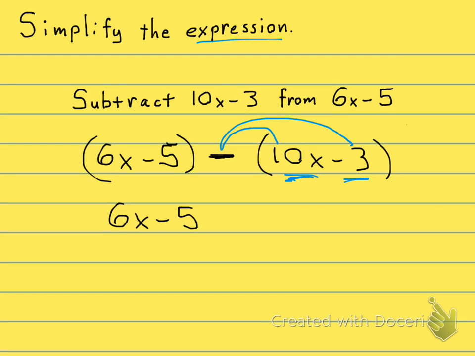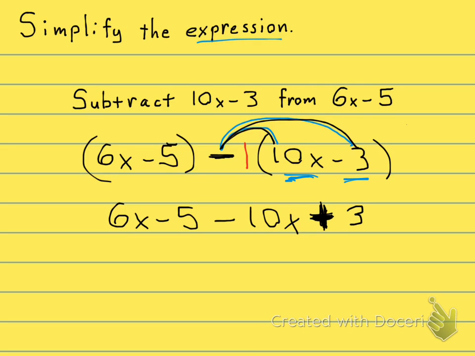Now we are going to subtract, and a lot of people like to do this. They like to put a 1 to show that they're subtracting a negative 1. We're going to subtract the 10x, and that's going to give us minus 10x. And very important, we are going to subtract a negative 3. Subtracting a negative is a positive. Make a big giant positive. I see a lot of mistakes there.